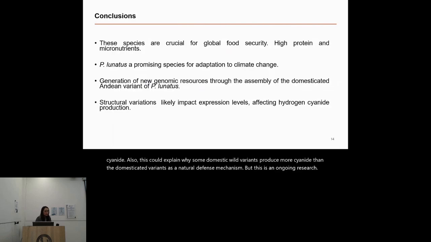Now, to conclude, these species are crucial for global food security due to their high protein and micronutrients. Phaseolus lunatus is a promising species for adaptation to climate change, and we generated new genomic resources through the assembly of the domesticated Andean variant of Phaseolus lunatus, and structural variations likely impact expression levels, affecting hydrogen cyanide production.